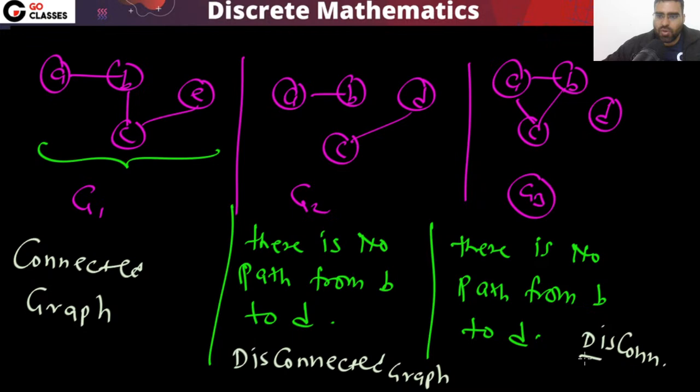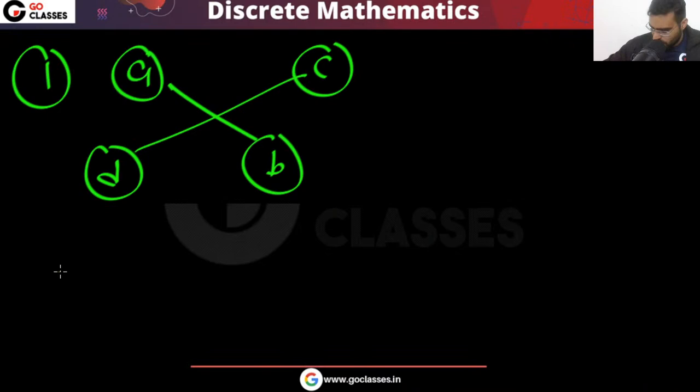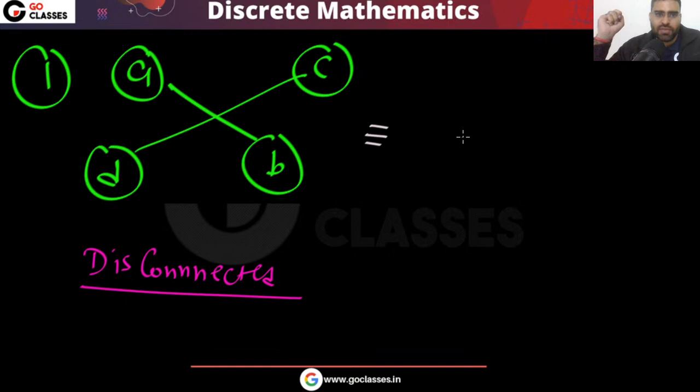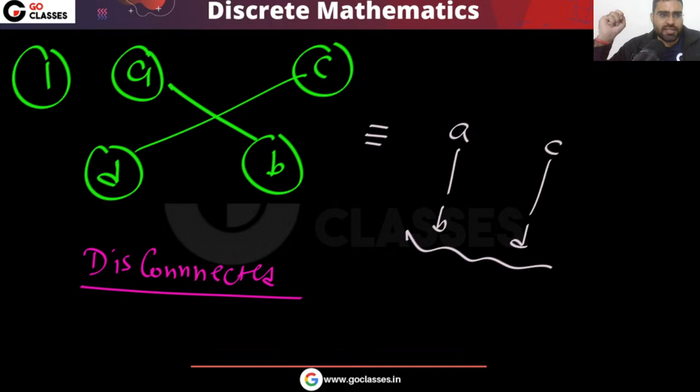Now, let's move on. What about this? Is this graph connected or disconnected? Remember, this graph is disconnected because there is no path between A, C. Actually, this graph is the same as this graph, A, B, C, D. So you can easily see they are disconnected. From A, you cannot go to C. So this graph is disconnected.